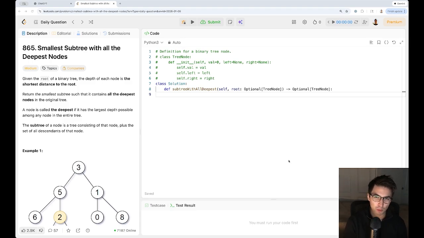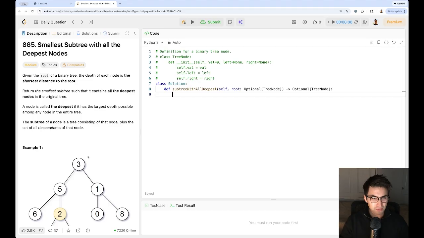It is January 8th. Today I'm working on LeetCode problem 865, smallest subtree with all the deepest nodes. Given the root of a binary tree, the depth of each node is the shortest distance to the root. Return the smallest subtree such that it contains all the deepest nodes in the original tree. A node is called the deepest if it has the largest depth possible among any node in the tree.